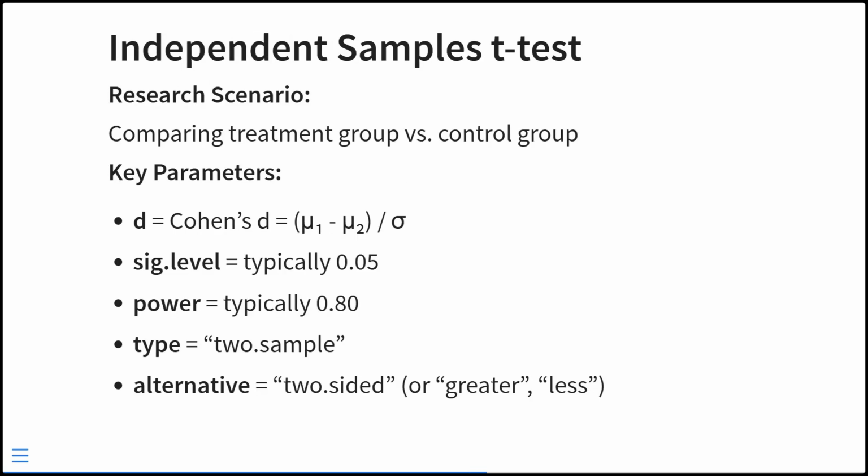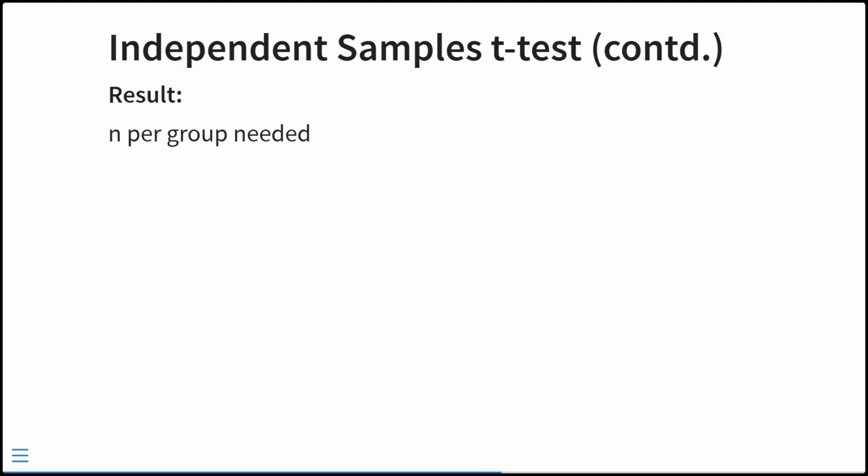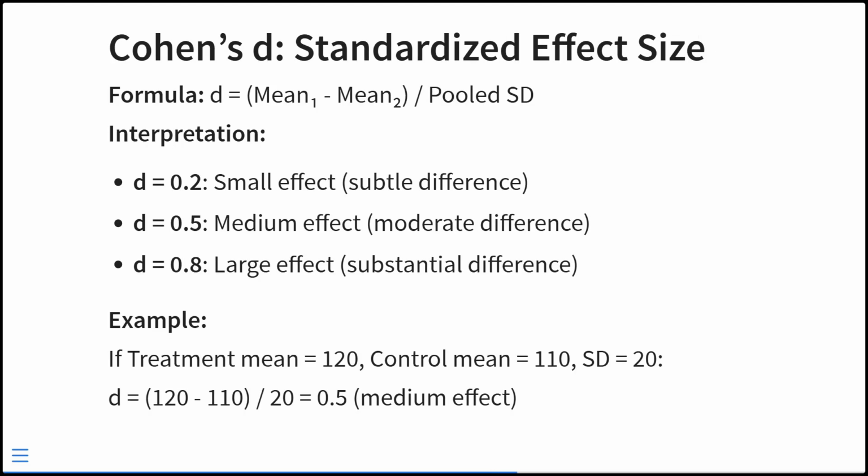For any independent sample t-test, we are comparing a treatment group with the control group. So we usually calculate our D using Cohen's D, that is the mean of the first group minus the mean of the second group divided by the standard deviation. The significance level is usually 0.05, the power is 0.8, and the type is two-sample, or usually two-sided. So these are the key parameters in R. The number per group is needed, that is the N.